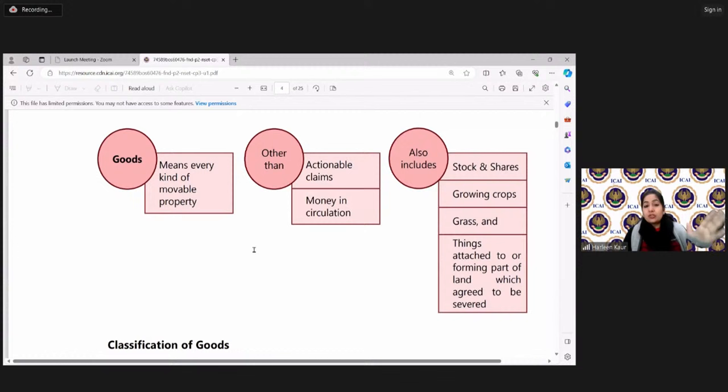So this is how you have to make your chart. Somebody was asking, ma'am, how the notes have to be made once you understand the definition. Color it with different pens. Color goods in orange, and inside write: movable property is a good. Write in green pen: immovable property is not a good. To make your subject interesting, use different color pens and different kinds of notebooks. And please have one separate notebook for law.